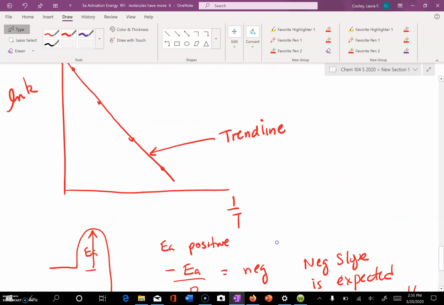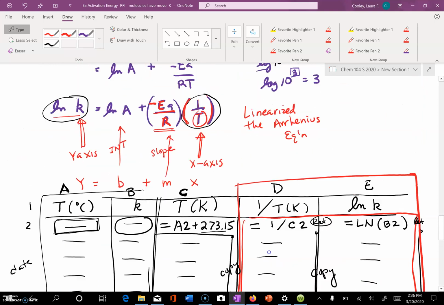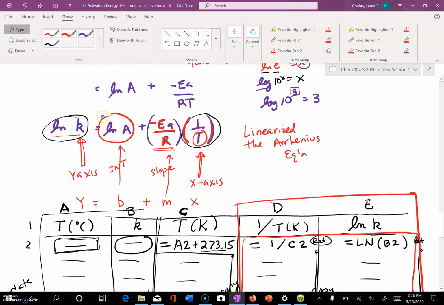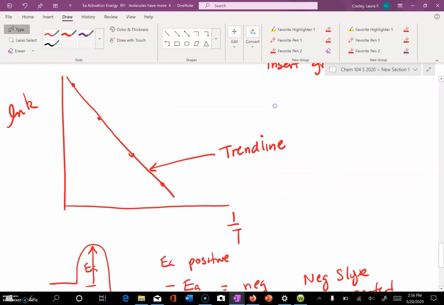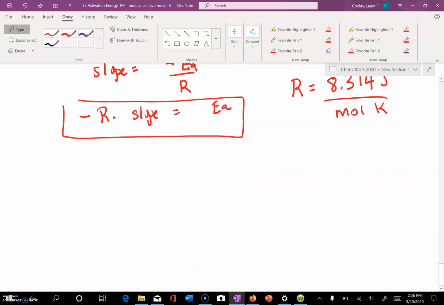And if we go back and look at the equation here again, we see that the intercept is the log of the pre-exponential factor. So the intercept is the log of A. So if we take E to both sides, so we're taking the inverse natural log of the natural log, that just gives you the A.